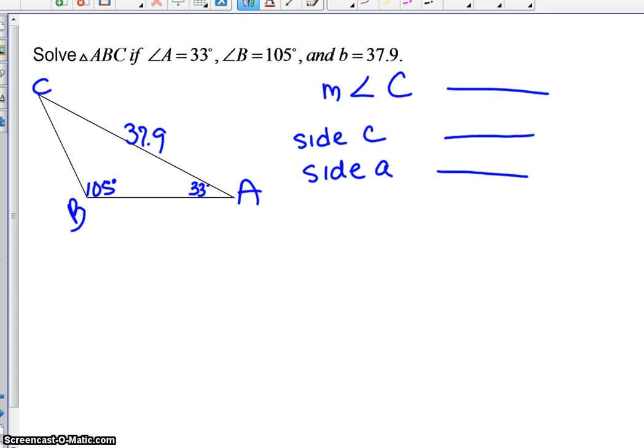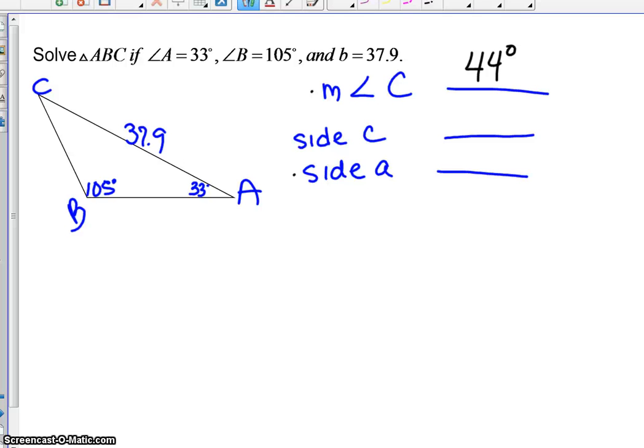Although again, just like the last problem, the easiest one to solve for is going to be the measure of angle C. So all we need to do is take 180, subtract 105, and subtract 33. When we do that, I got 44 degrees for my answer. So I just used the 180 rule to find the measure of angle C. Now we're going to go for side, well, it doesn't really matter, side A, let's start with. It doesn't matter what we look at first.